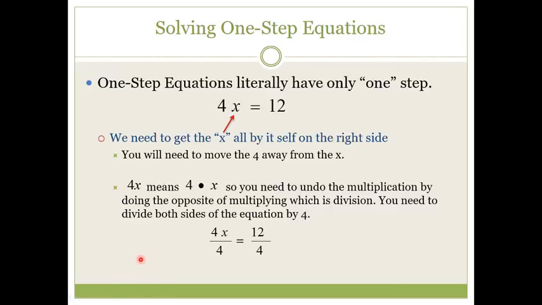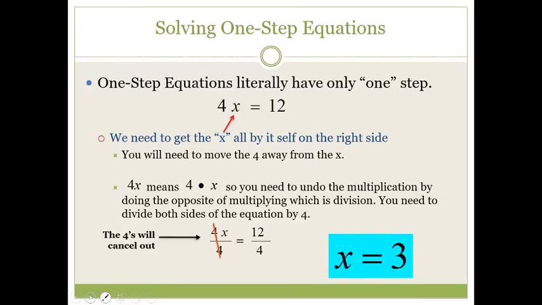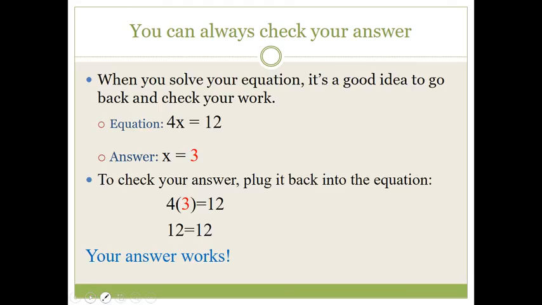So in this case, 4 divided by 4 is 1, or they cancel out, because 1 times x is just x. So now this is how we've isolated the x. We've gotten the x all by itself on the left-hand side, and we get our answer of 3 because 12 divided by 4 is 3. And we already knew that, right? We knew that 4 times some number equals 12.